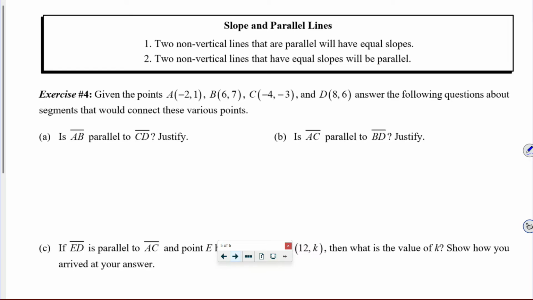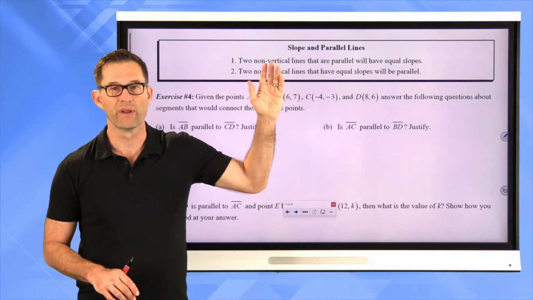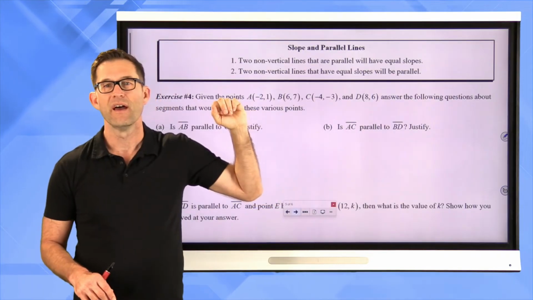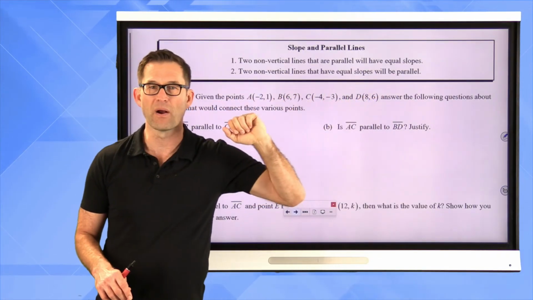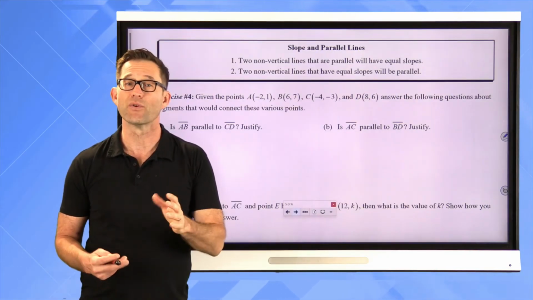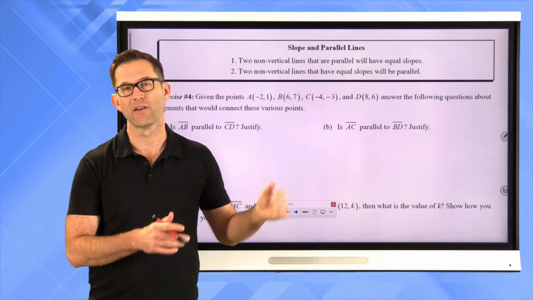Two non-vertical lines that are parallel will have equal slopes, and two non-vertical lines that have equal slopes will be parallel. Now, you might be wondering why I keep throwing in the non-vertical lines. I mean, it would read a lot nicer if it was just two lines that are parallel will have equal slopes, and two lines that have equal slopes will be parallel, right? But there's something a little bit funky about vertical lines that we'll talk about a few lessons from now, so we gotta throw that little piece in.